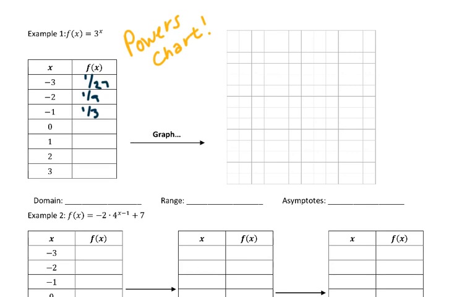Anything to the power of 0 is just 1, so that's going to be 1. 3 to the first is 3. Then we have 9 and 27. And I did those very quickly because I already took 3 to the first, 3 squared, and 3 to the third. And from there, all you have to do is go right ahead to graph it.